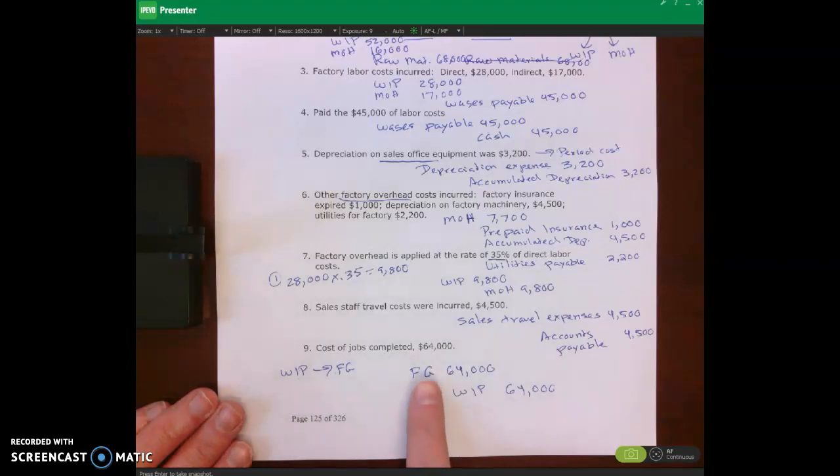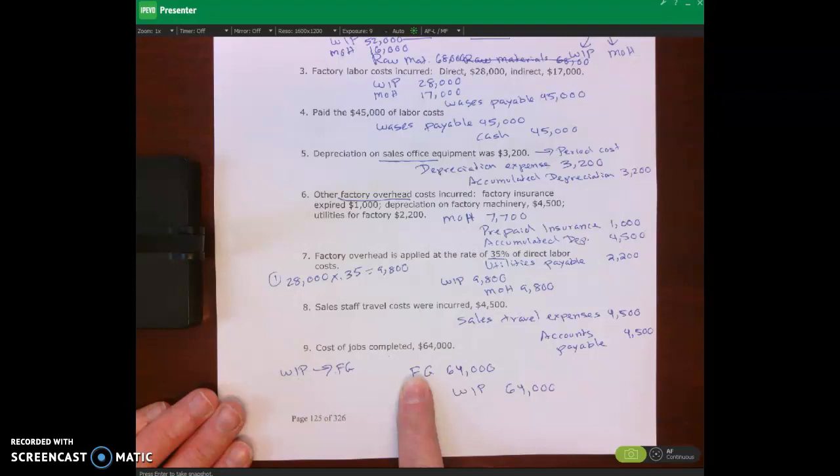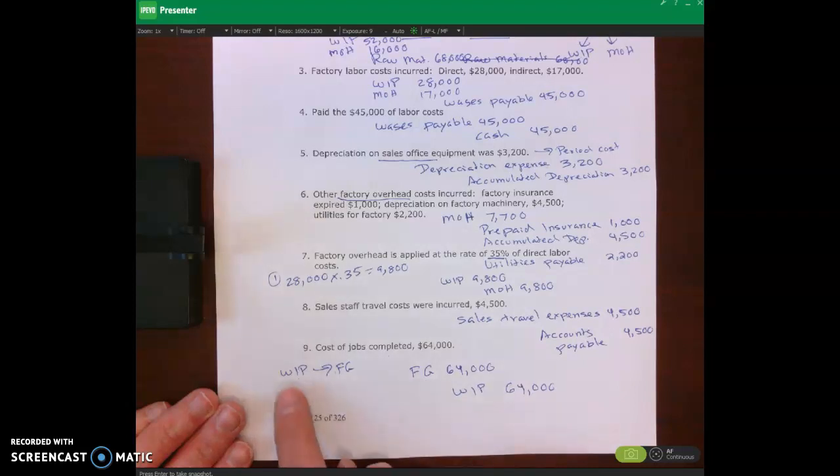So in the prior lecture video, we ended with the cost of jobs completed, debit to finished goods, and a credit to WIP. Remember that finished goods and WIP are both asset accounts. Finished goods, one asset account, is increasing. That's why it's a debit. Work in process is decreasing. That's why it's a credit.